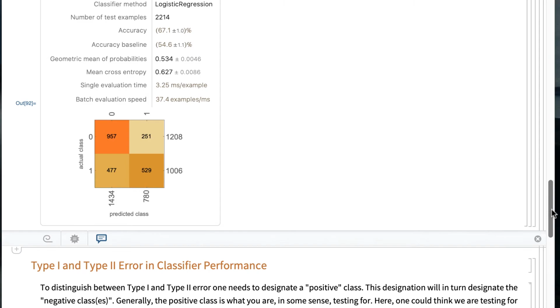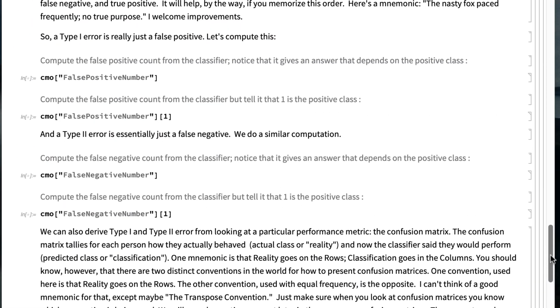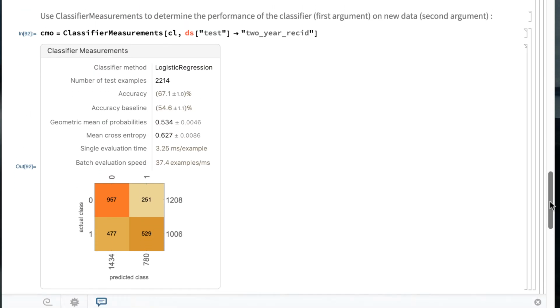Let's use this matrix here. What we have here is a confusion matrix for this classifier, and this is telling us that actually 1,208 people did not recidivate, 0, whereas 1,006 people did. We were able to predict 780 would recidivate, and we predicted 1,434 would not.